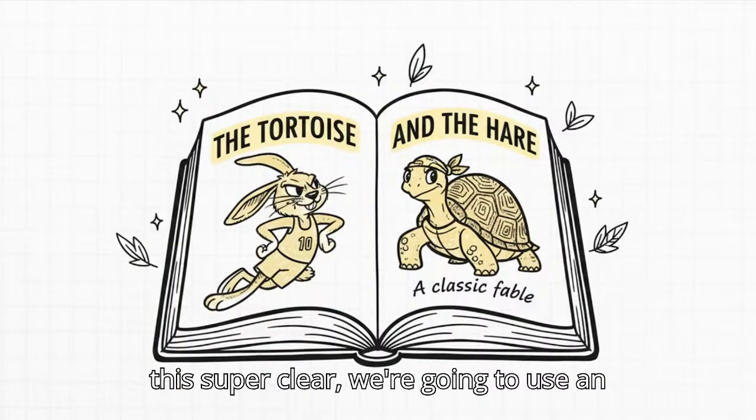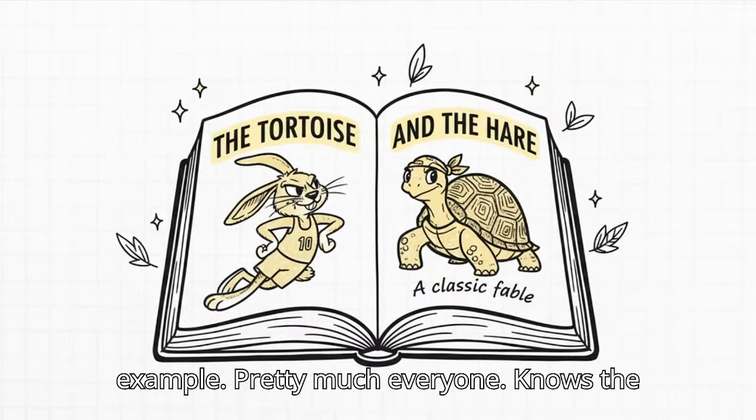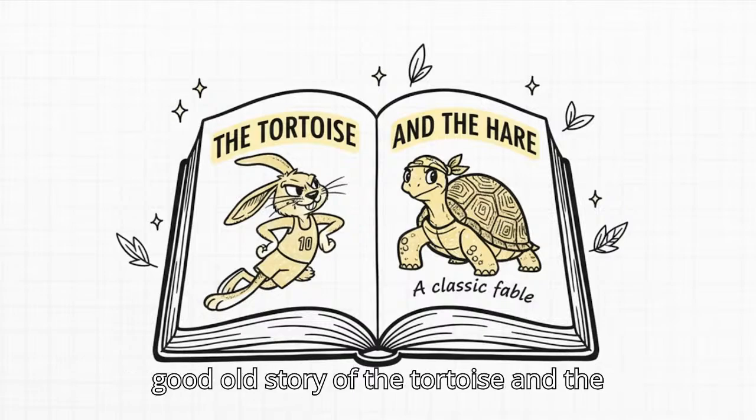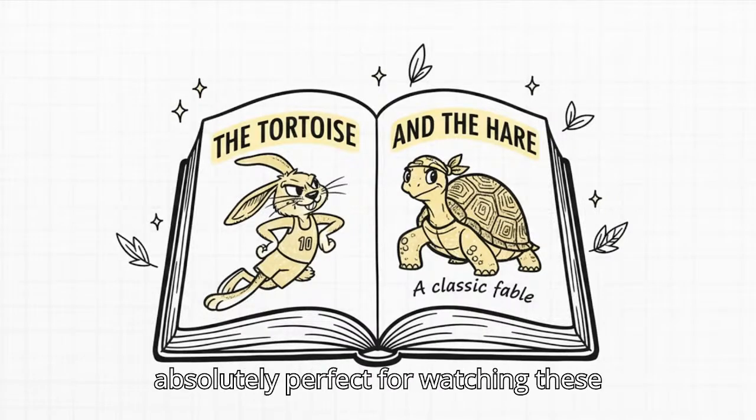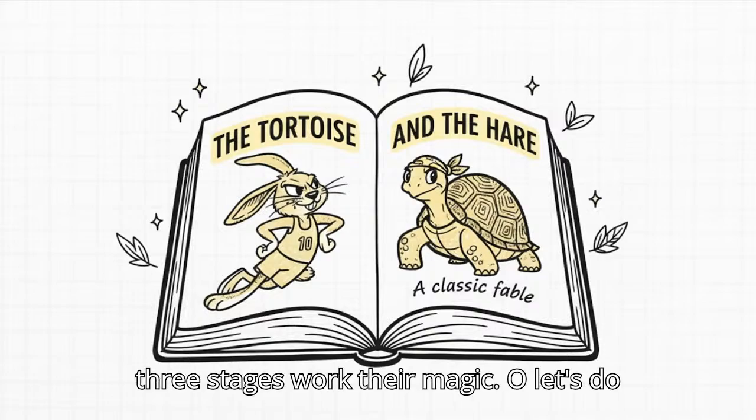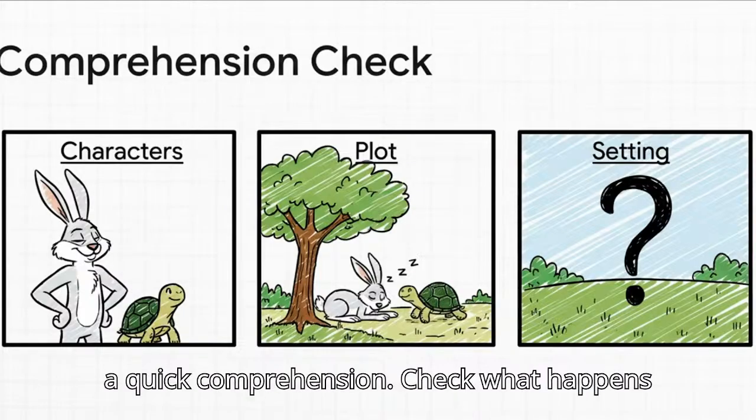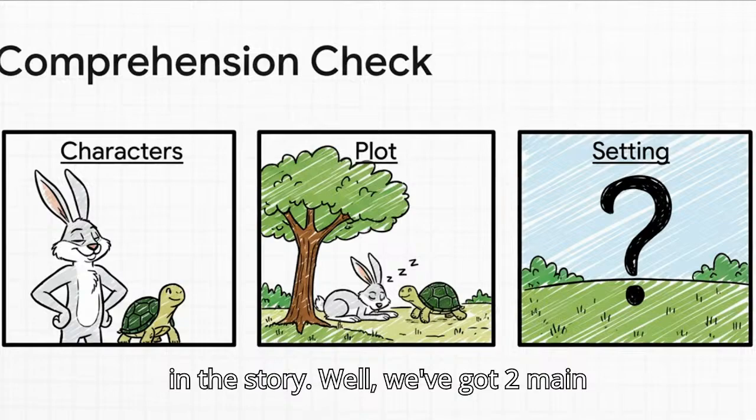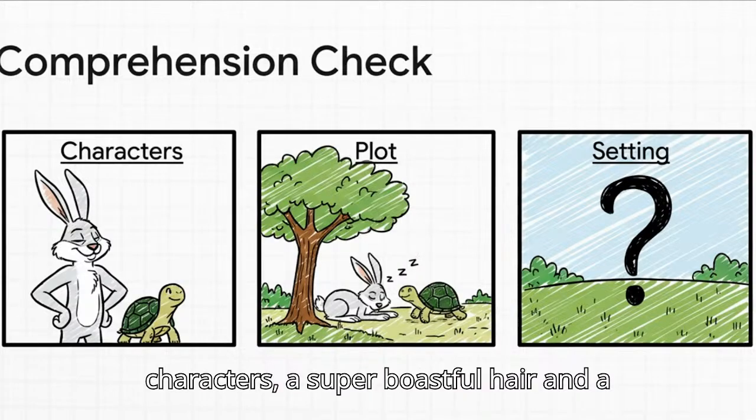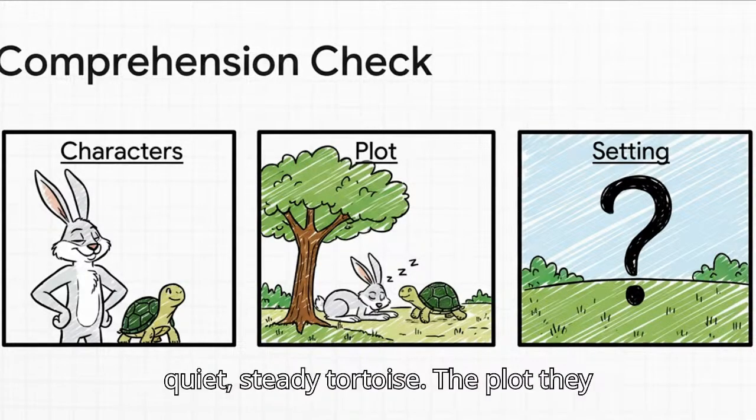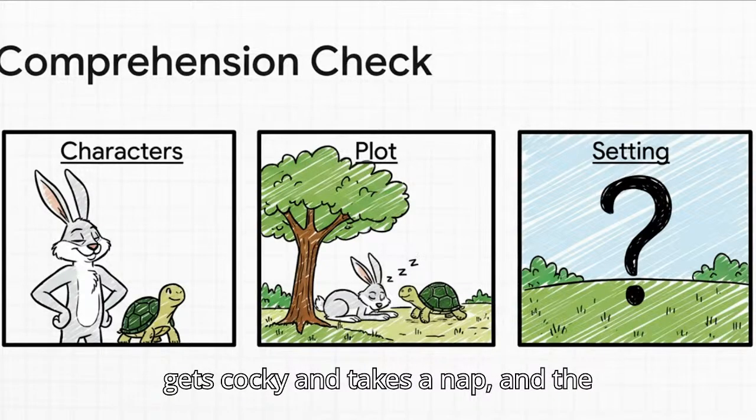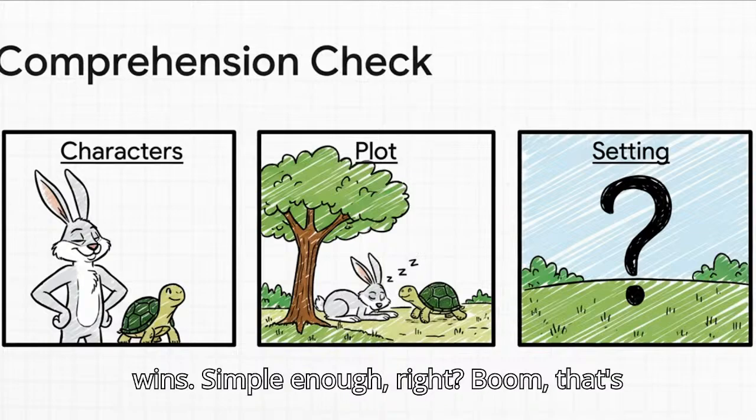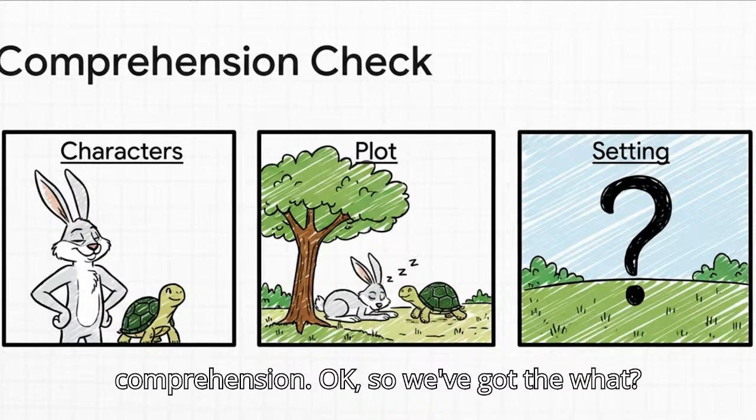And to make this super clear, we're going to use an example pretty much everyone knows, the good old story of the tortoise and the hare. It's short, it's simple, and it's absolutely perfect for watching these three stages work their magic. So let's do a quick comprehension check. What happens in the story? Well, we've got two main characters, a super boastful hare and a quiet, steady tortoise. The plot? They decide to race, the hare is so far ahead he gets cocky and takes a nap, and the tortoise just keeps plugging away and wins. Simple enough, right? Boom. That's comprehension.